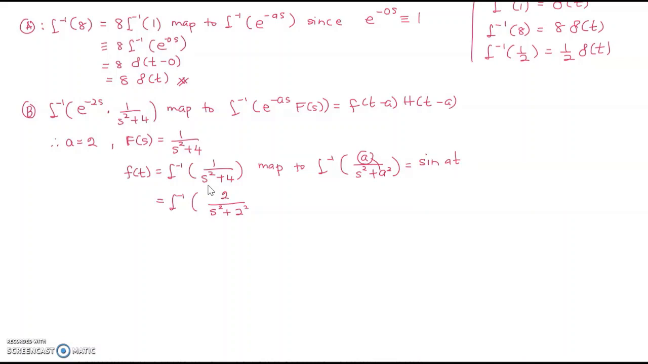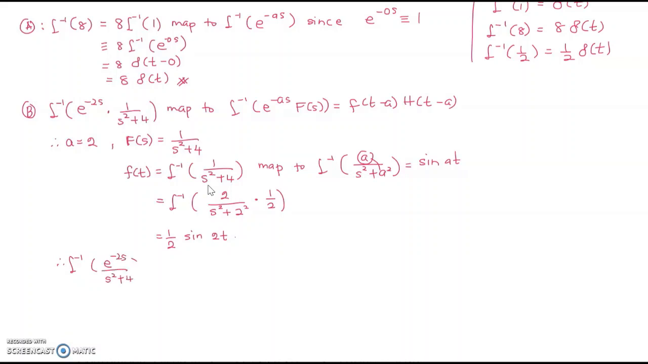But the original term is 1 over s squared plus 4, not 2 over s squared plus 4. So in order to get back the 1, we should multiply with 1 over 2. Then they are equivalent now. So 1 over 2 can be put aside. What we have is the inverse of 2 over s squared plus 2 squared, which is directly now sine 2t.